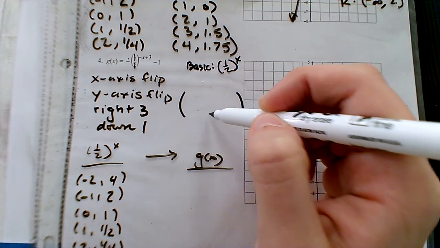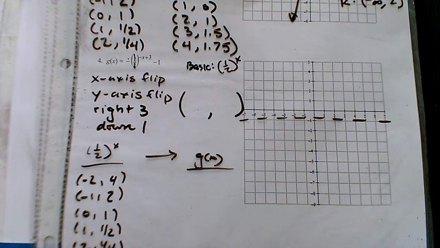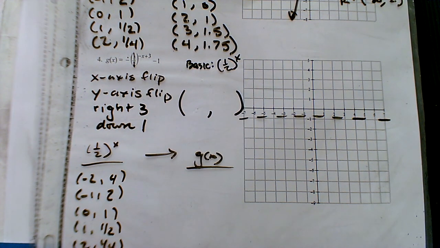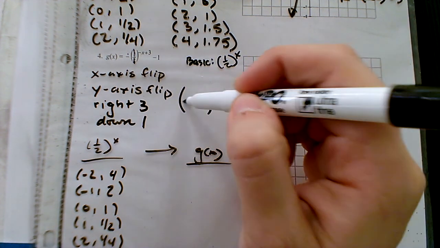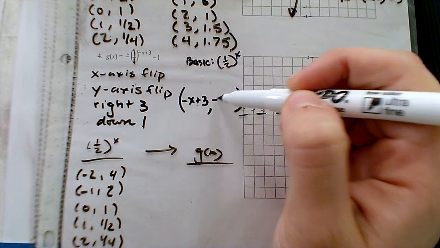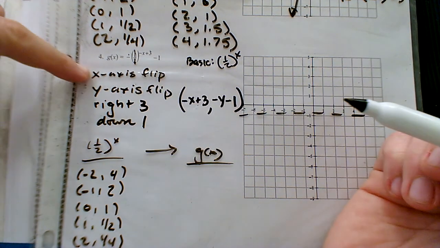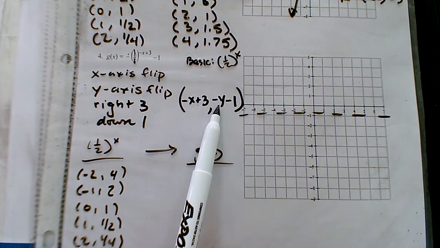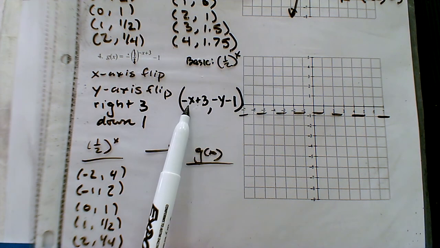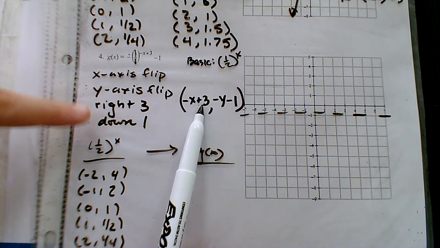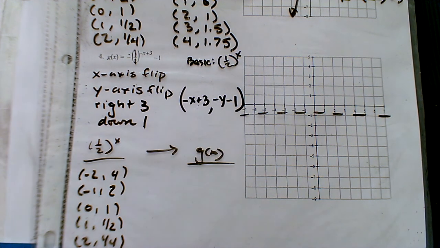Can we use those to help us write a coordinate rule? Can we think about how each change would affect either an x or a y value? What do you think, Caitlin? Negative x plus 3 and negative y minus 1. I love it. Okay, so x-axis flip changes or negates a y value. A y-axis flip negates an x value. Right 3 increases an x and down 1 decreases a y.